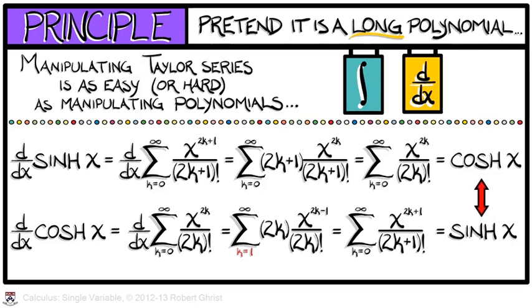And so we see that the hyperbolic trig functions are very nice. The derivative of sinh is cosh. The derivative of cosh is sinh. And this becomes clear from the Taylor series.